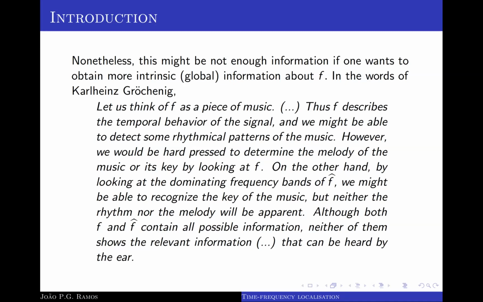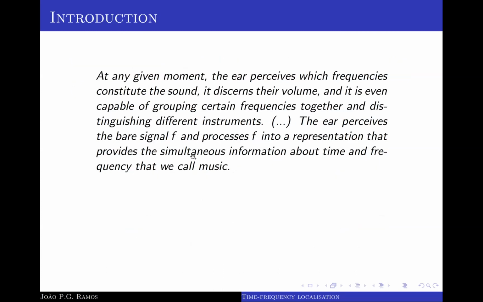So although we may have information on f and f hat, neither of them shows the relevant information that can actually be heard by the ear, because the ear, at every moment, is dissecting frequencies. It is also looking at the temporal, at what has happened in the last couple of seconds and so on. And it manages to distinguish different instruments, the key, and get the sense of rhythm and pace and melody that we perceive. So it is a joint information recovered from this time frequency information that we call music.